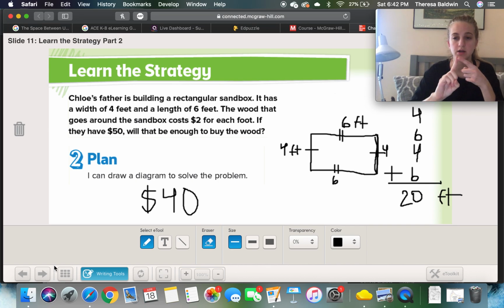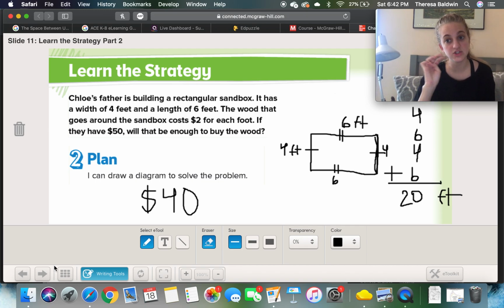So remember, understand the problem first. Think about what you know and what you're trying to find. Second, you're going to plan. Your plan for this one was, I'm going to draw a picture. Okay? Finally, you're going to solve and check. Solve and check. Got it? Let me know if you have any questions.